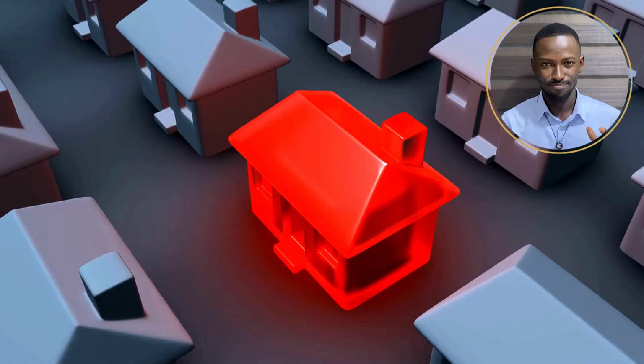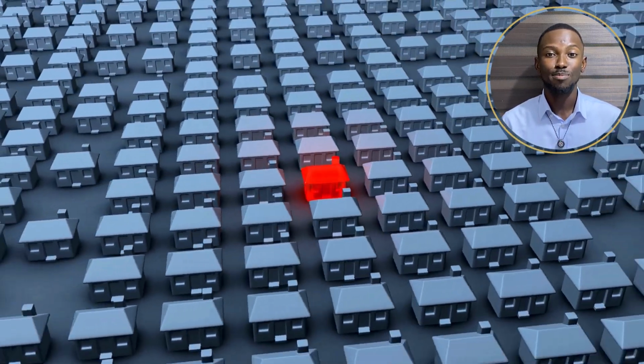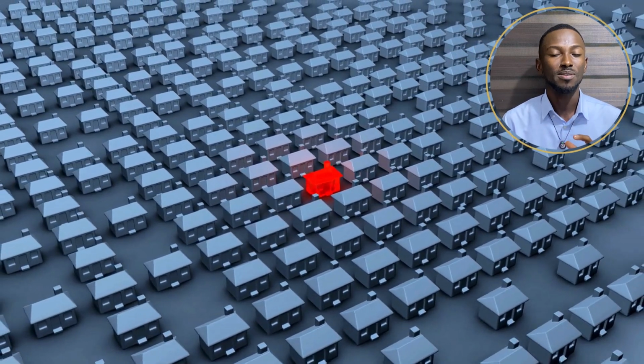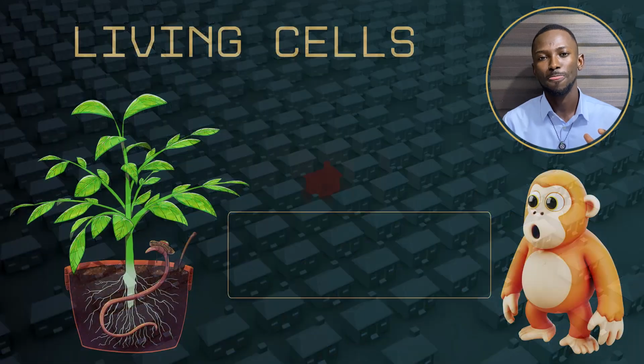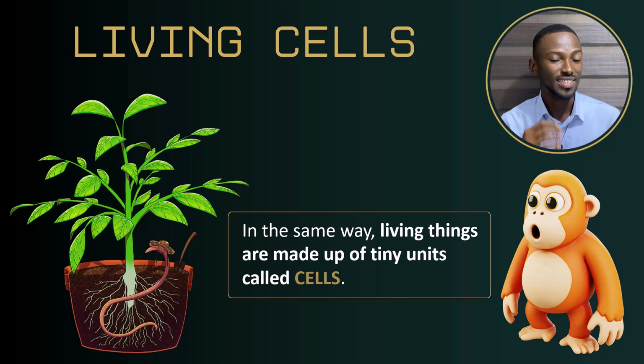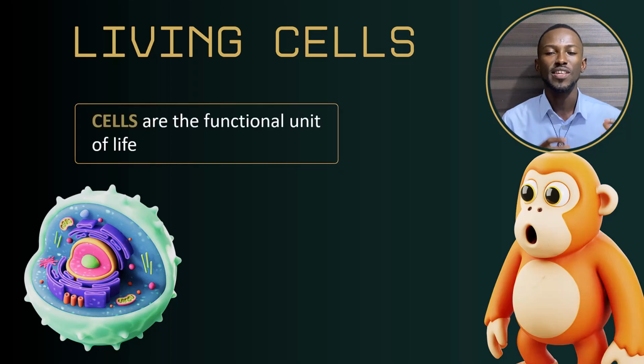Imagine a house. Now imagine a whole town made up of many houses. That is how human beings and other living things are. In the same way, living things are made up of tiny units called cells. And when we say cells, we are referring to the functional units of life.